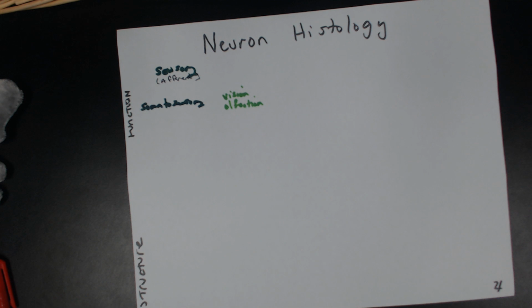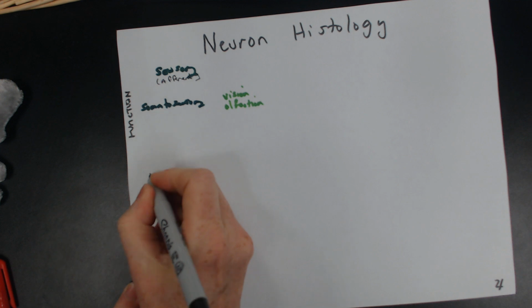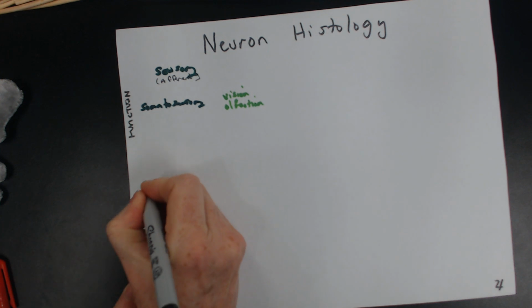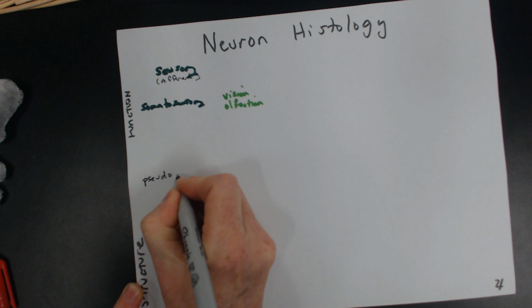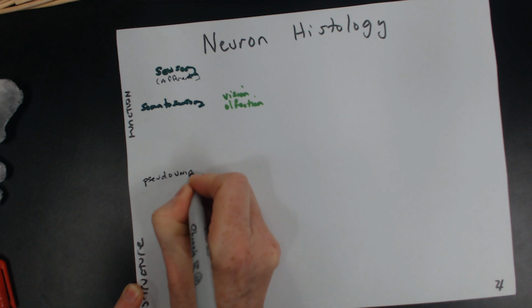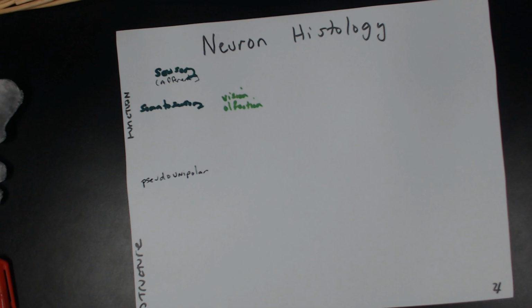We're going to find out that your somatosensory neurons have a very specific structure. The name of this structure for somatosensory is going to be pseudo-unipolar. That's P-S-E-U-D-O. Unipolar is U-N-I-P-O-L-A-R. So these pseudo-unipolar neurons are your basic somatosensory neurons.